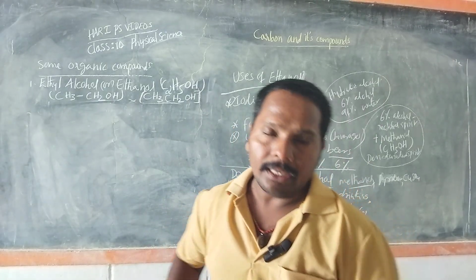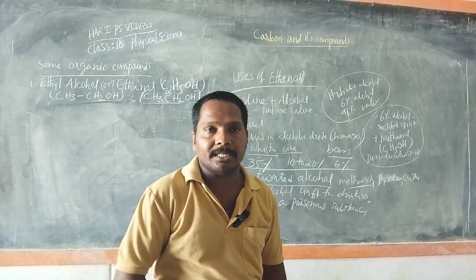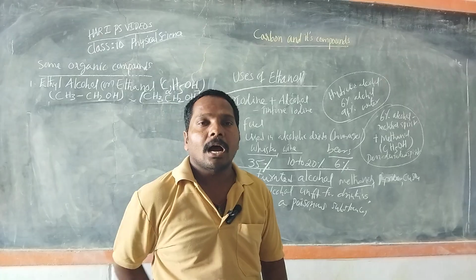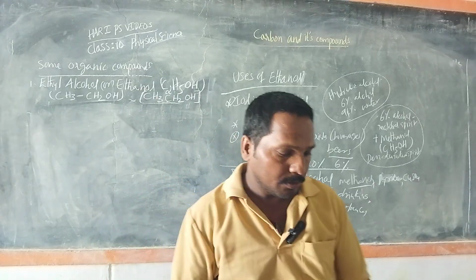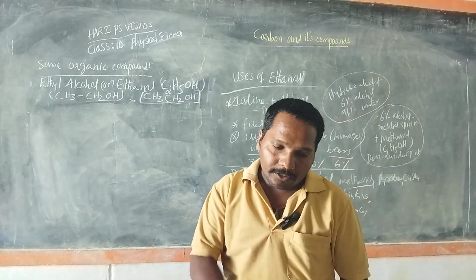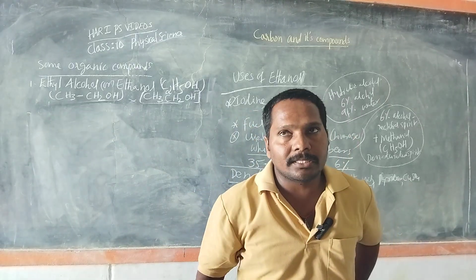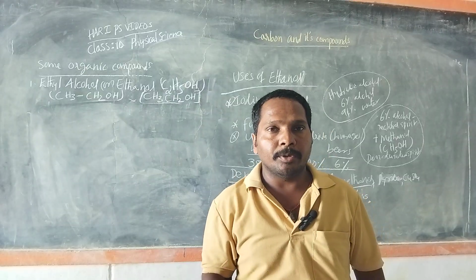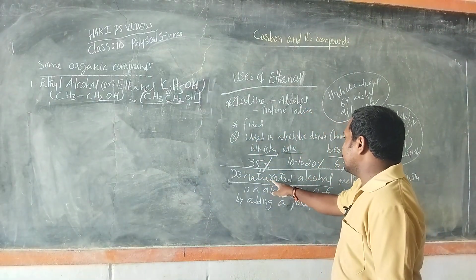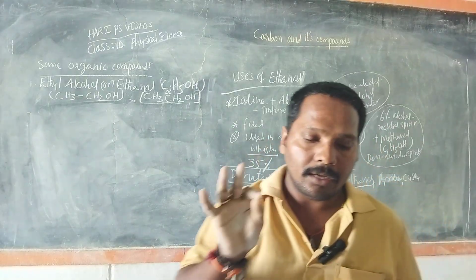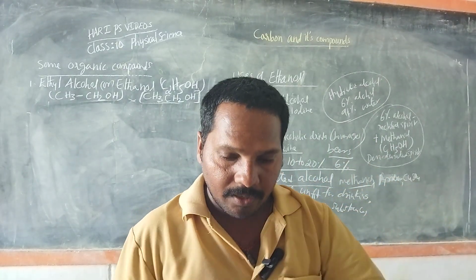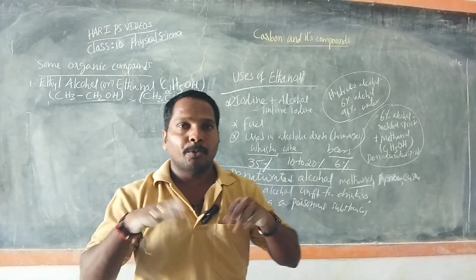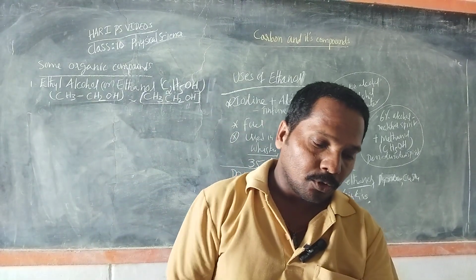So ethyl alcohol, if 100% alcohol, we call it absolute alcohol. If rectified spirit or industrial spirit is mixed with some other impurities, we call it denatured alcohol. It is unfit for drinking. If we drink, what will happen? We will die.